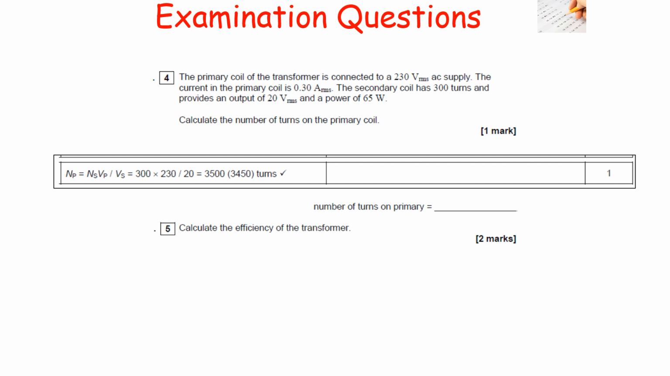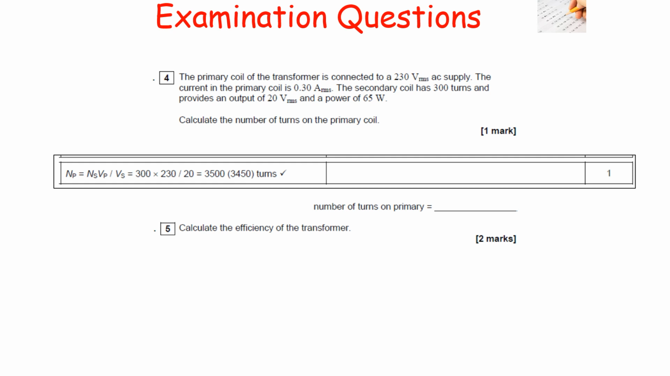Now you're given in the question NS, it tells you the number of turns on the secondary coil, 300. It tells you the potential difference or the voltage of the primary. It tells you that it's going to be 230, and we've also got the potential difference or voltage of the secondary. It tells you it's 20 from reading the question. So you pop all the values in and you work out to be 3,450 turns.